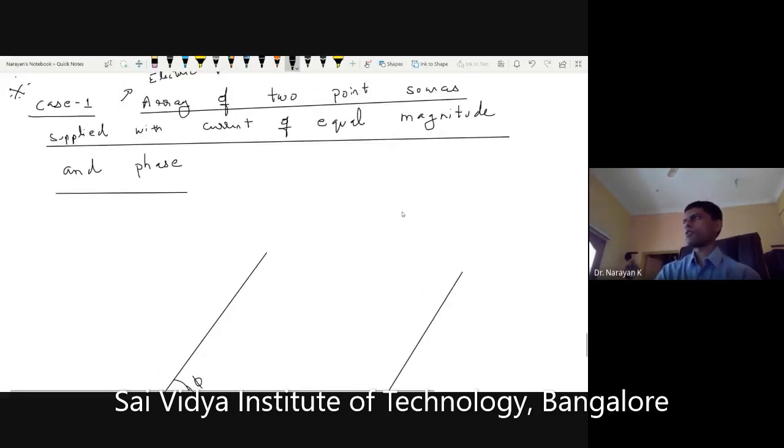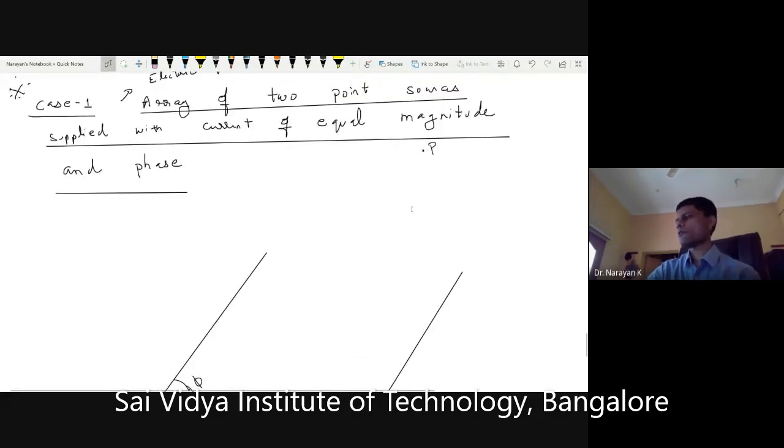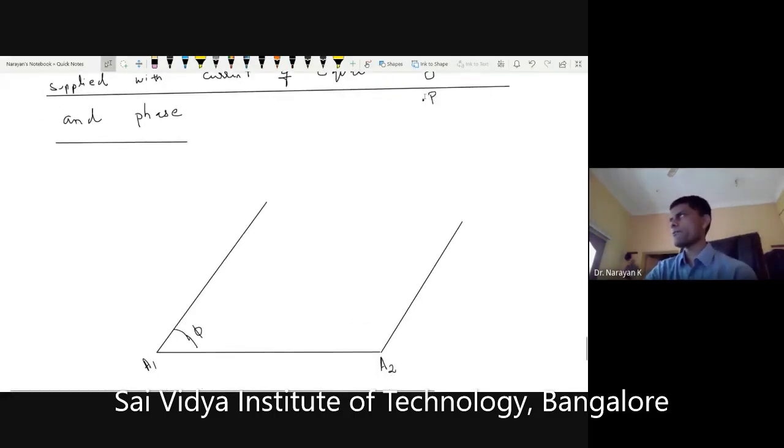So I will keep this as point P with a distance far off point source A1 and A2. At this point P, we need to find the total electric field due to point source A1 and A2 combined effect. I have to find. This is antenna 1, antenna 2, which are treated as point source. So the radiation pattern at point P in terms of electric field and the radiation pattern, we are going to find out through this derivation. I hope it is clear for you.